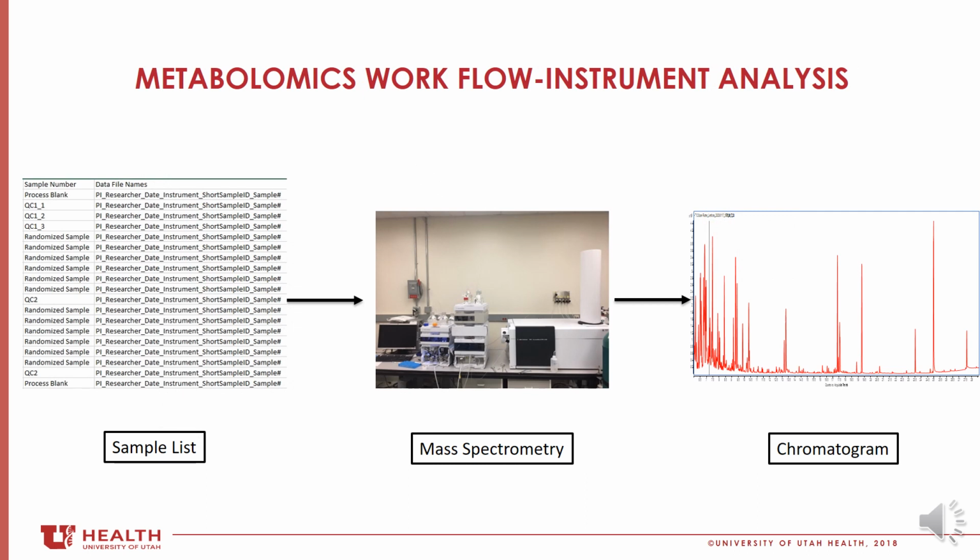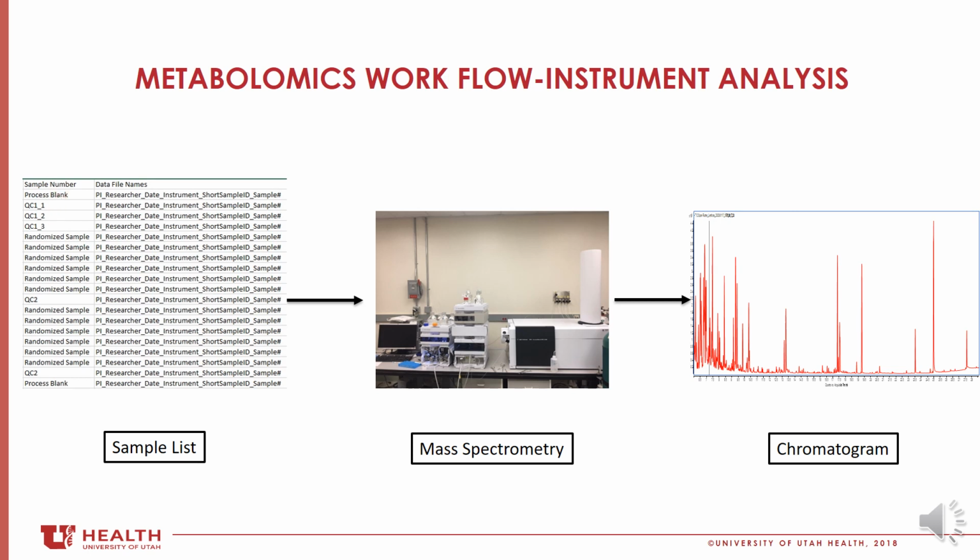So once your samples have been extracted, we then run them on a mass spectrometer. And there's a couple aspects of this that are important to understand. One is we use process blanks and quality control samples to determine how well these instruments have run and how good your sample data is. What a process blank is, it's a sample that's undergone the same extraction steps as your samples, except instead of having tissue or serum or anything like that, it's actually just deionized water.